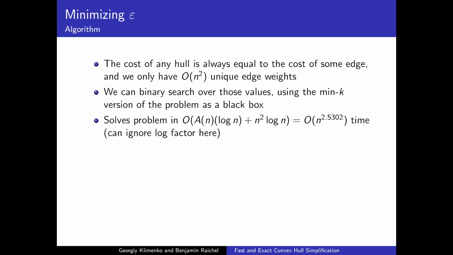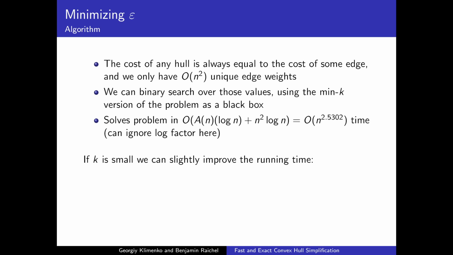This means that the running time is essentially the same as the other problem, except for a log factor, and it is the time to solve the all pairs shortest path problem on directed unweighted graphs. This gives us n to the 2.532 time to solve the min epsilon version of the problem.